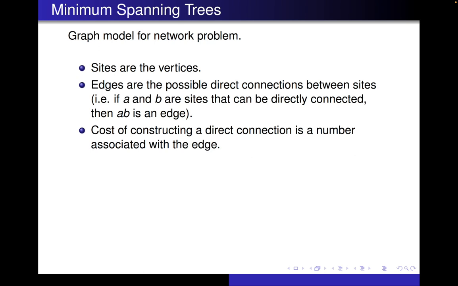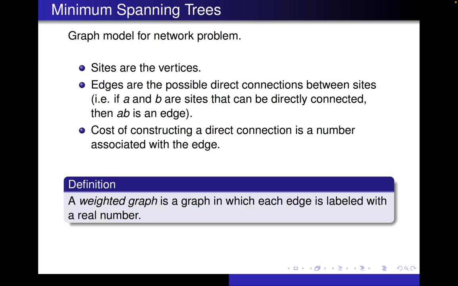Now we have another thing going on that's kind of new, right? Because each connection that we make has a certain cost associated with it. So each edge has a cost associated with it. And that leads us to define the term weighted graph. A weighted graph is a graph where each edge is labeled with some kind of real number.